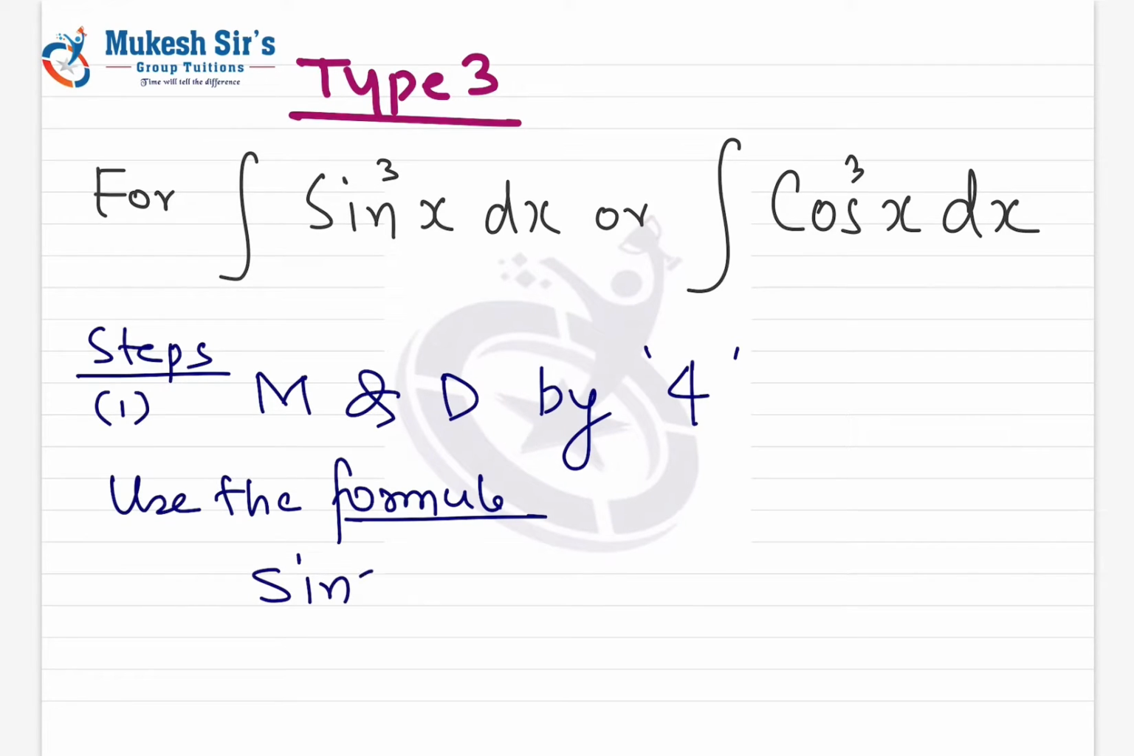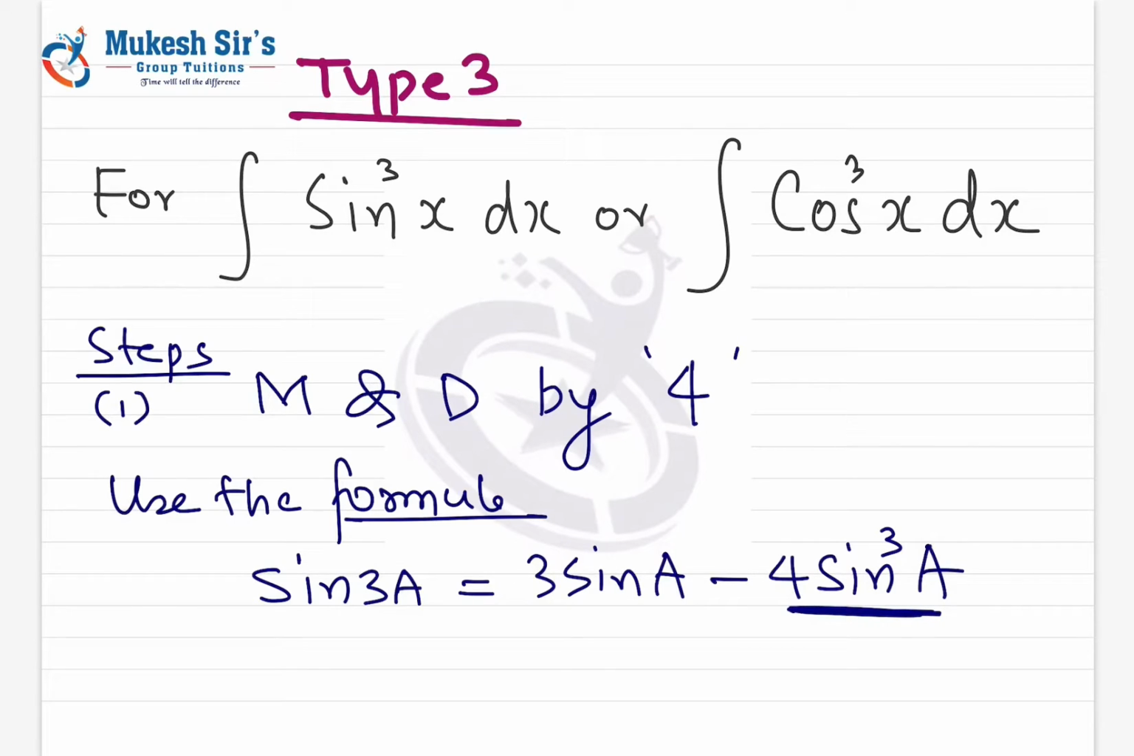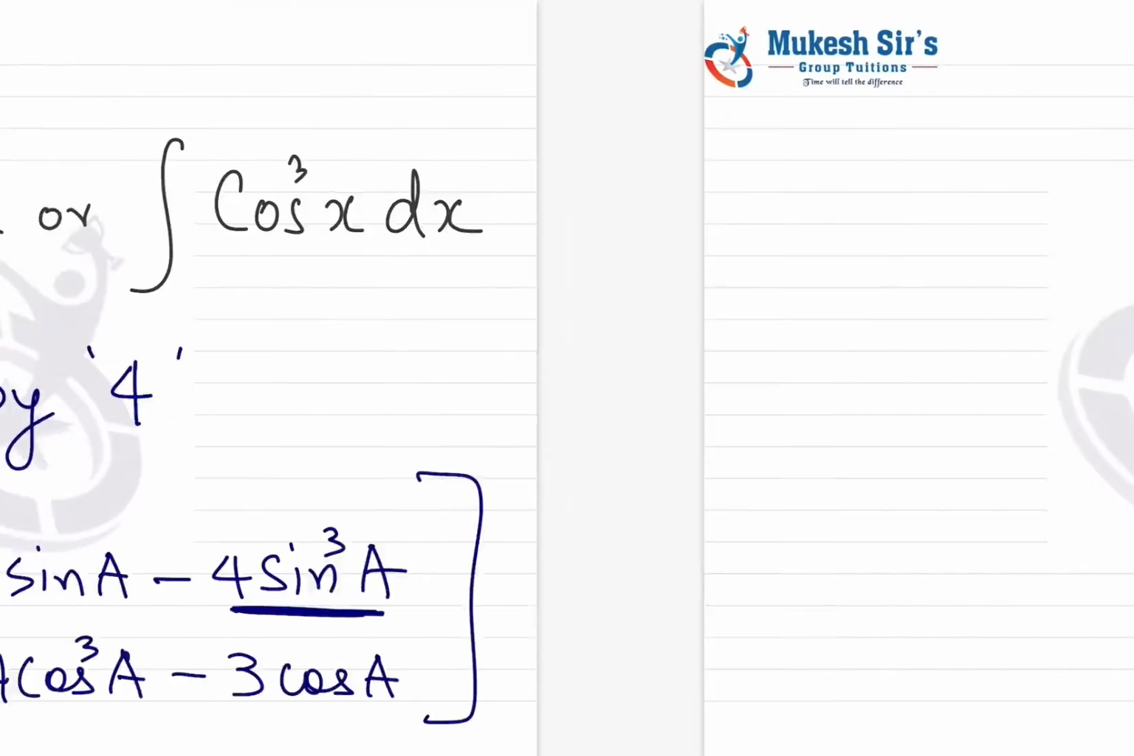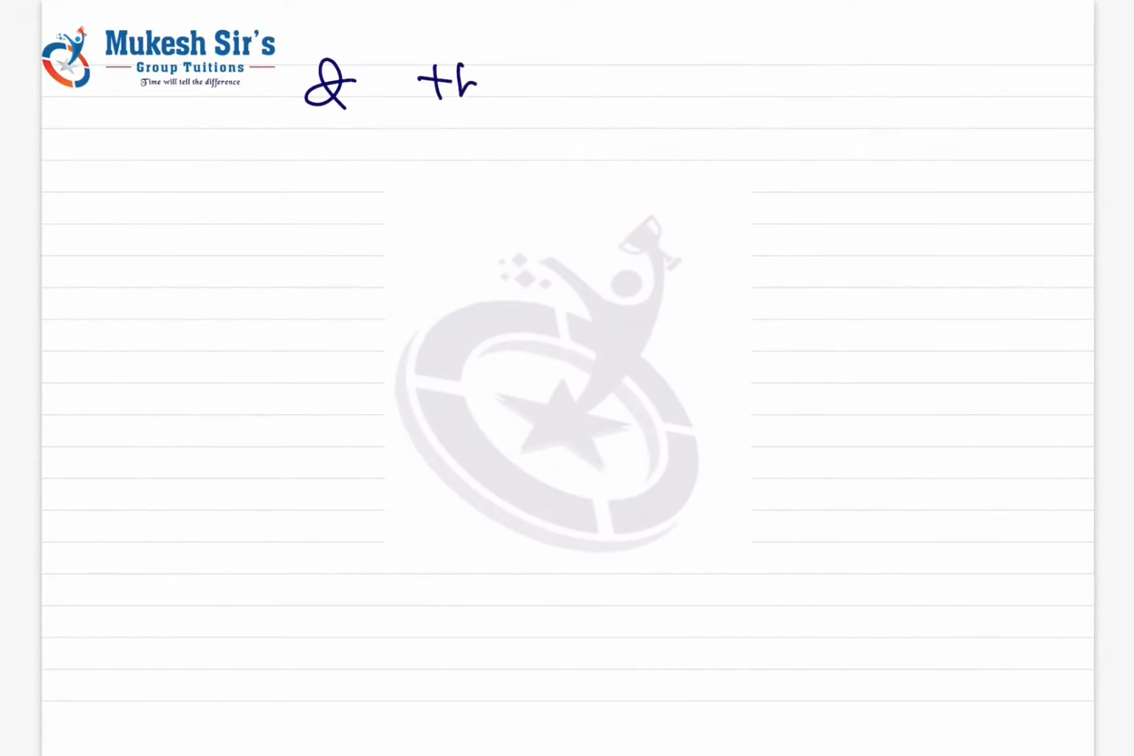What is the sin 3a formula? Sin 3a is 3 sin a minus 4 sin cube a. So you have to find the value of 4 sin cube a and put that here in the answer. 4 sin cube a becomes 3 sin a minus sin 3a. Similarly, you can use the cos 3a formula for cos. The formula is 4 cos cube a minus 3 cos a. So you have to use the formula and then integrate. Multiply and divide by 4, use the formula and then integrate.